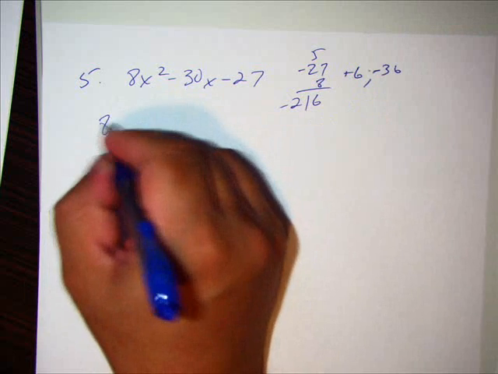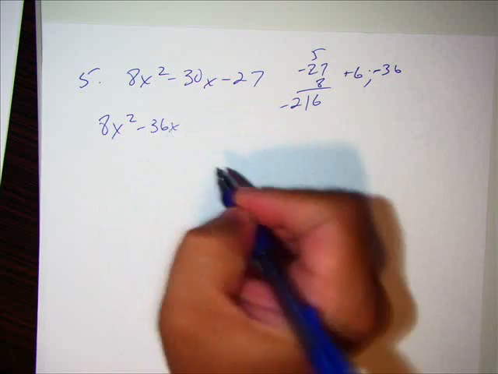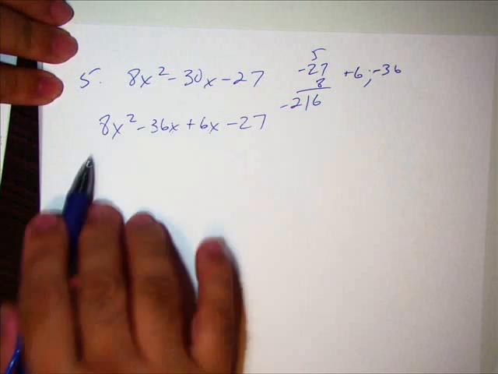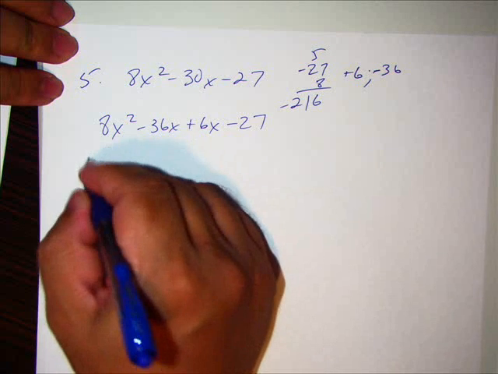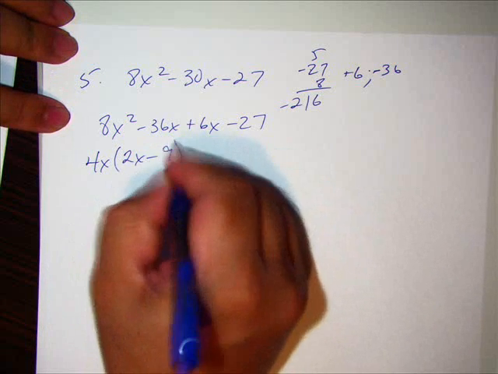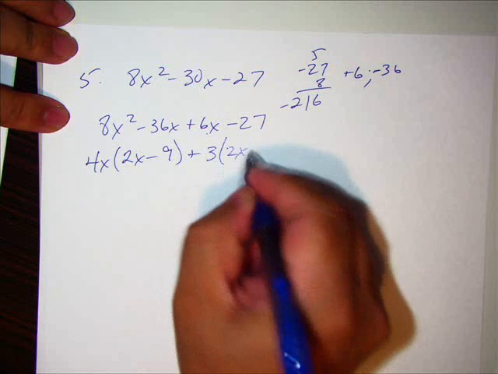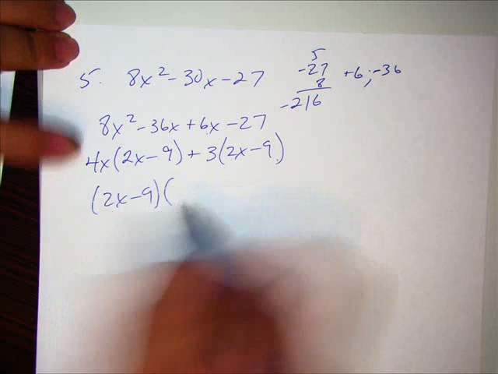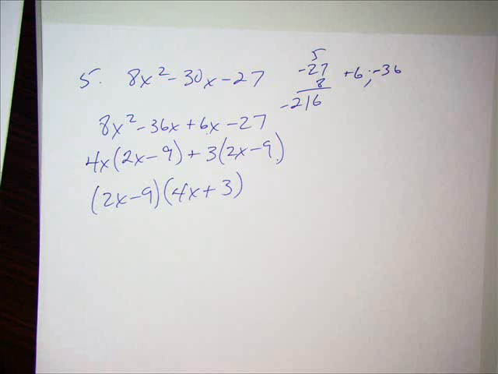Alright. So 8x squared, and let's put the negative up front this time, negative 36x plus 6x minus 27. What's the common factor here? Well, it's not 8, but it is 4. So we take a 4x out, leaving me 2x minus 9, and we'll take a 3 out, leaving 2x minus 9. 2x minus 9 is the common factor. That leaves me 4x plus 3.